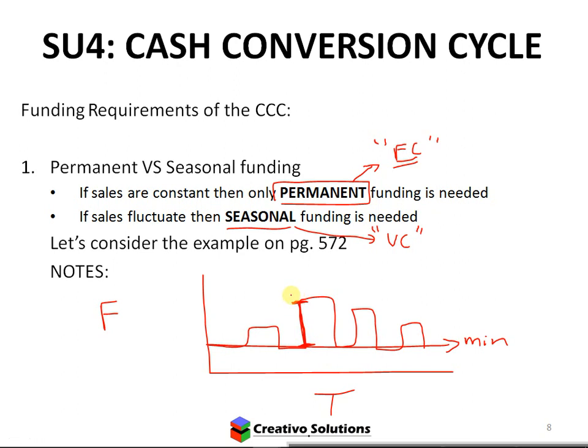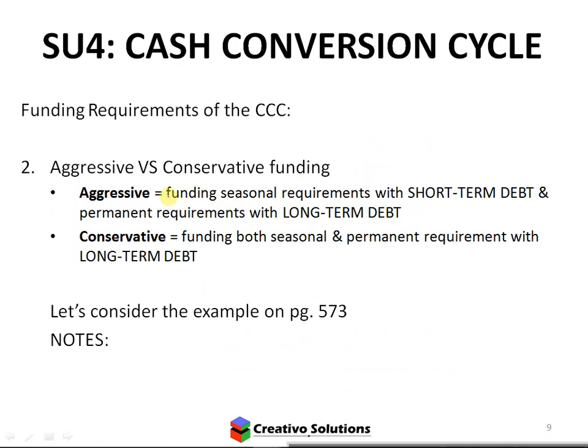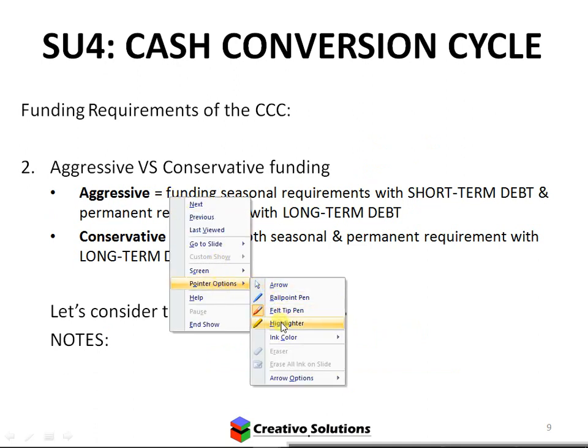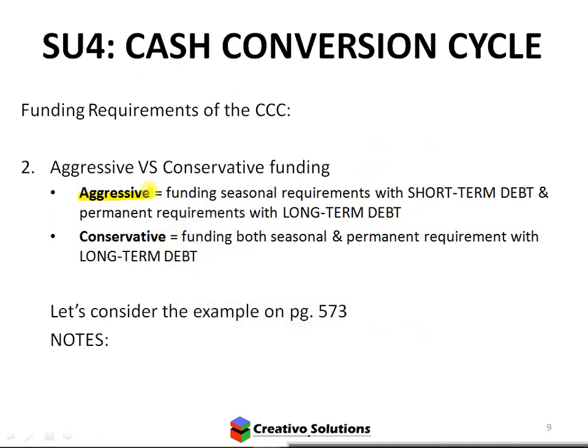All right, so how do we then cope with that scenario? There's two ways of solving that problem. We know sales are going to increase and decrease over time. So if I'm looking at strategy, we've got conservative and we've got aggressive. Those are the two different methods that we could use to solve this problem in terms of seasonal versus permanent. How do we meet those requirements?